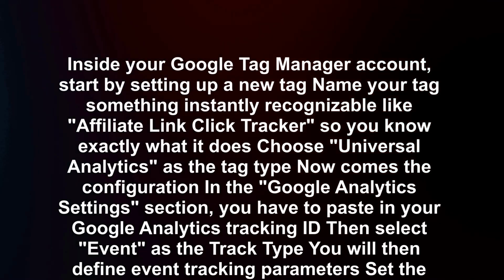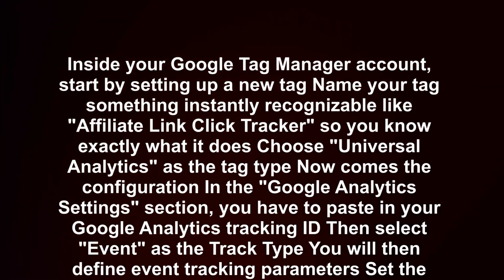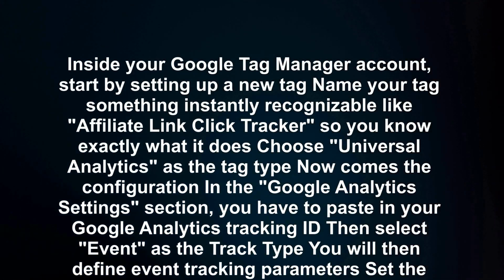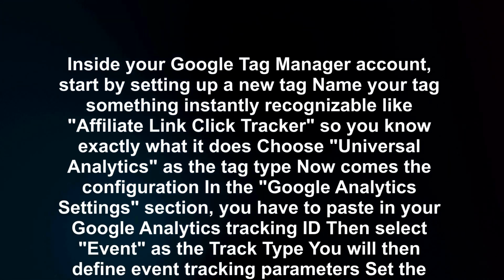You will then define event tracking parameters. Set the category to affiliate links. Keep the action as click or another clear label. Set the label to click URL.